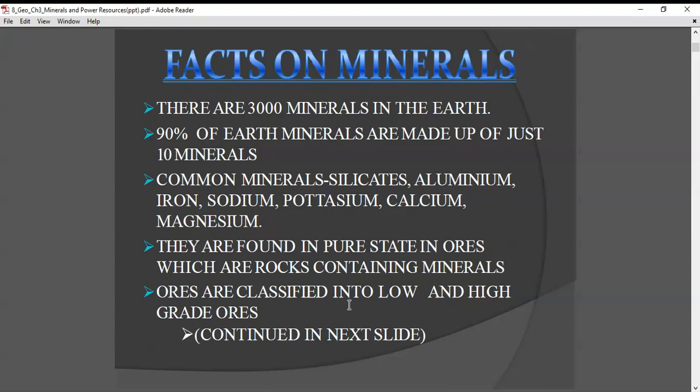So minerals are found in the pure state in the form of ores, whenever it is mixed along with rocks, and from these ores, these minerals are extracted by a process. The ores are classified into low and high grade ores. Whenever the mineral quantity is extremely good, of very good quality inside an ore, it is called a high grade ore. When the quality of that particular mineral is less inside any ore, it is called a low grade ore.